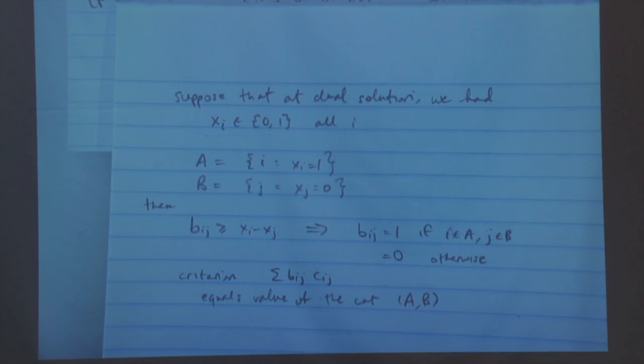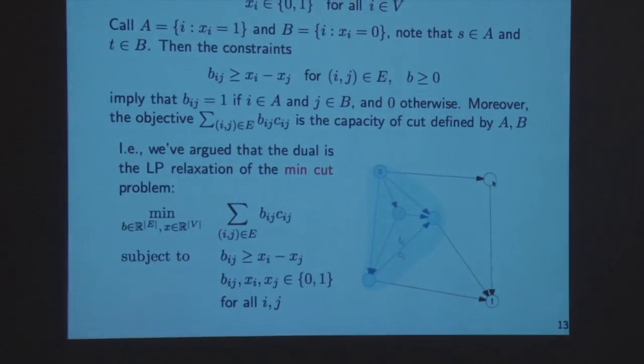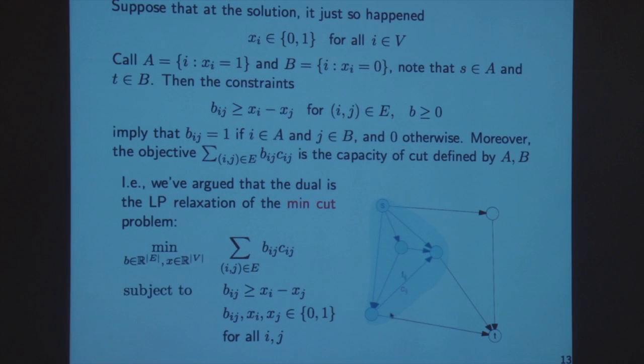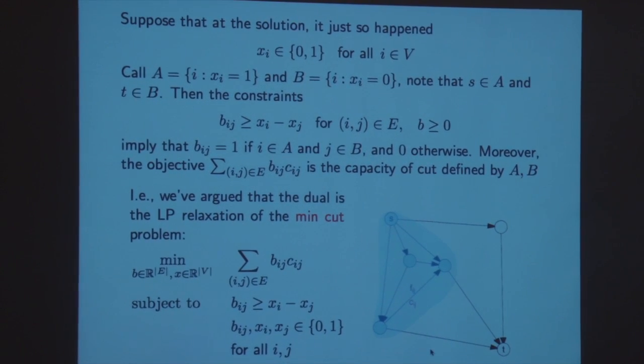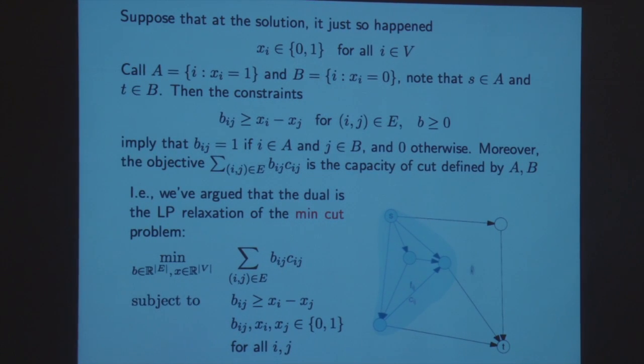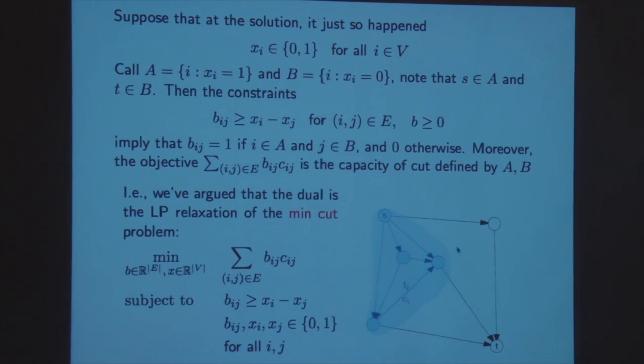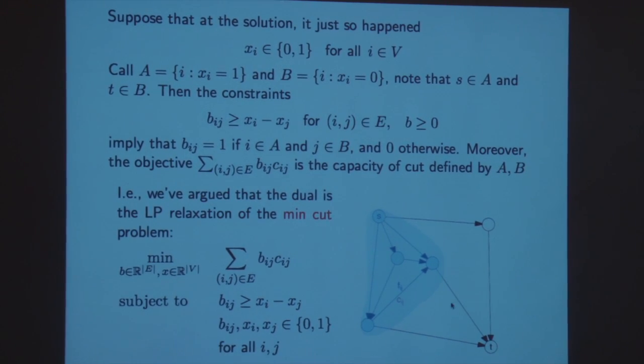So look back at the picture. Suppose this was equal to A and this was equal to B. We look at all the edges that leave A and go to B. So that's this edge, and that edge. And remember, b is going to be 1 on all of these 3 edges, and it's going to be 0 everywhere else. So the criterion, which is the sum of b_ij c_ij, is just the sum of the capacities of these 3 edges. And that's, by the definition of a graph cut, equal to the value of the cut between A and B. It's the sum of the cost of edges leaving A and entering B.